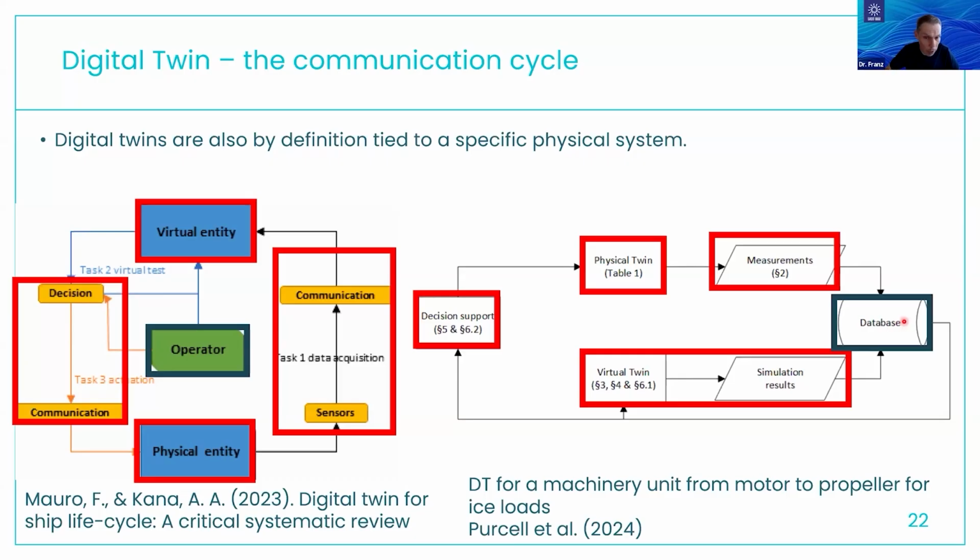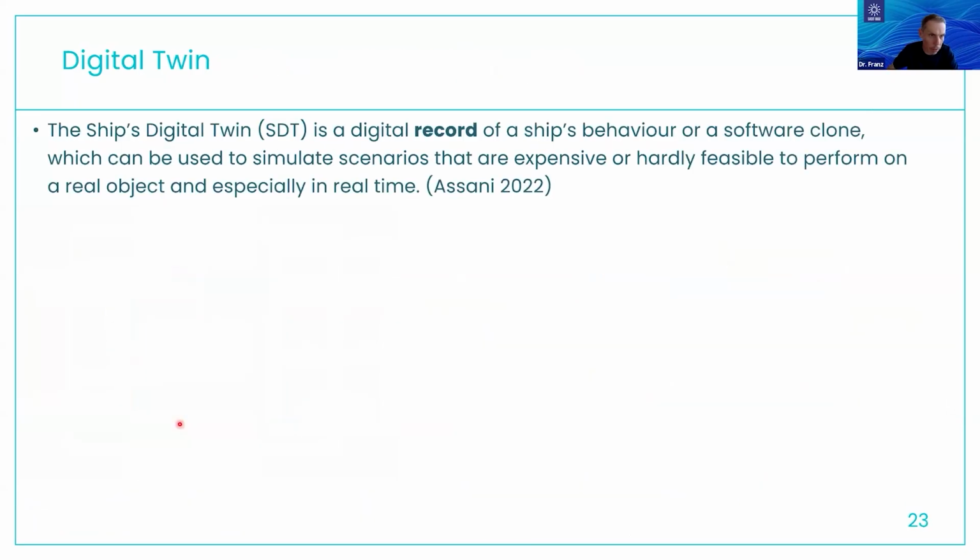And the only differences between these two is that on the right-hand side, we still have everything fed into a database because measurement and simulation results were also aligned with each other. And on the left-hand side, we have the operator that is then making a decision, for instance, the captain, which is then fed back into the physical entity, in our case, the ship. So this is for naval architects and maybe in general, the classic setup of a digital twin.